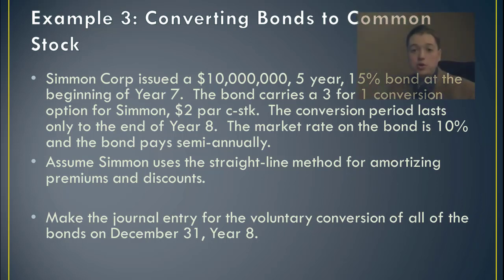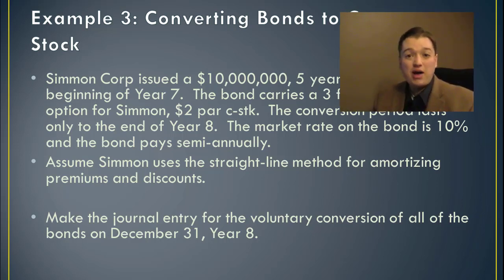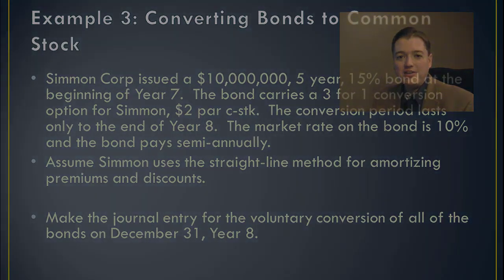Now, the first thing we need to do in order to solve this problem is figure out how this bond was initially recorded. And to do that, we need a present value. We weren't told it issued at 102 or 97 or 98. We have to do the calculation the old-fashioned way. You should be good at that. By now we've had several examples and several practice opportunities, so I'm going to let you go ahead and do that calculation.